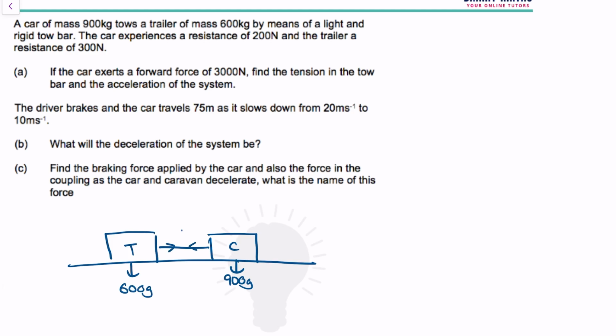It feels tension because there is a tow bar in between connecting it, and the car experienced a resistance of 200 newtons, so 200 going back, and the trailer has a resistance of 300, so 300 this way. If the car exerts a forward force of 3,000, so we know the forward force is 3,000, find the tension in the tow bar and the acceleration of the system.